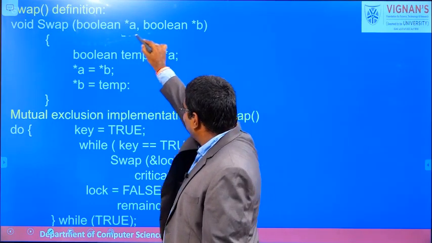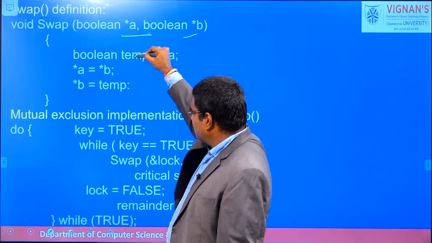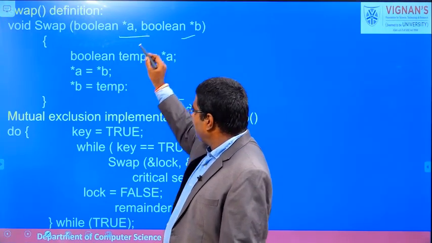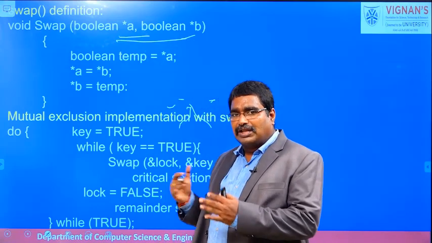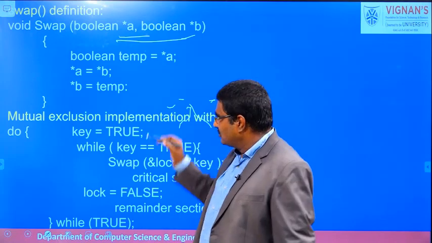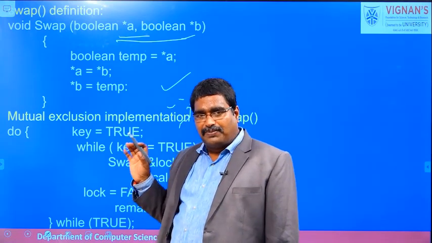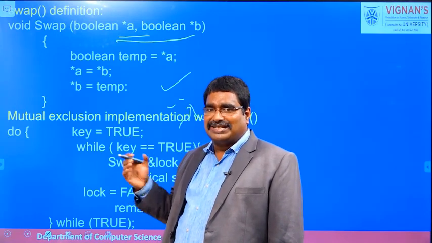The swap function simply takes two parameters. The value existing in A is assigned to a temporary variable, the B value is assigned to A, and the temporary value is assigned to B, and we are passing the parameters by call by reference. So automatically the parameter values are exchanged. So this is the swap function. What is a swap function? It is a Boolean function. Swap takes two Boolean parameters and those values are simply exchanged.